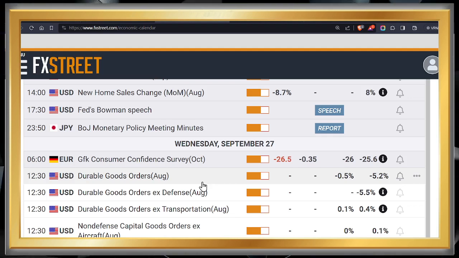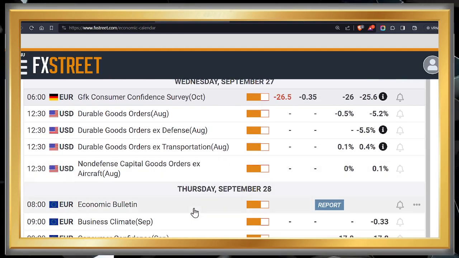Then we also have the durable goods order excluding defense. We also have the one excluding transportation. Then we also have the non-defense capital goods order, which excludes aircraft. So these are the major events we are going to be looking forward to today.